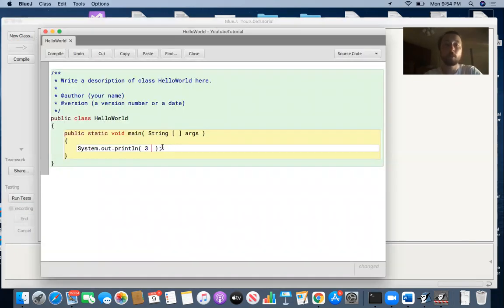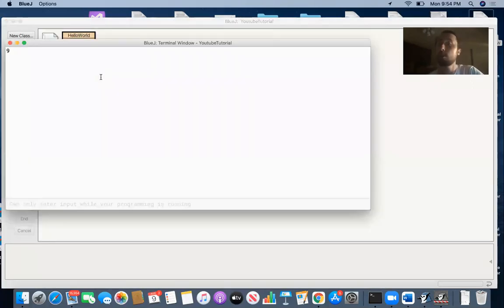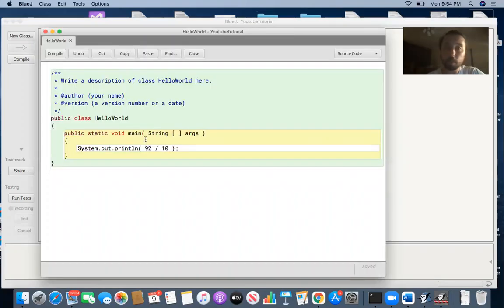You could try another one. What about 92 divided by 10? Well, you would think that's 9.2, but this is an integer division. So we just say there are 9 full groups of 10 in the number 90.